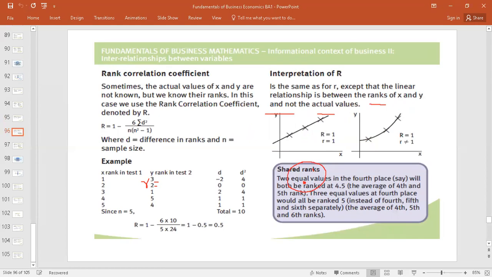There's another method called rank correlation. The variables taken for study are ranked in ascending or descending order. First they are arranged and ranked. With the formula of rank correlation, R is equal to 1 minus 6 sigma d square by n into n square minus 1. With the help of this formula, we can calculate the rank correlation coefficient.